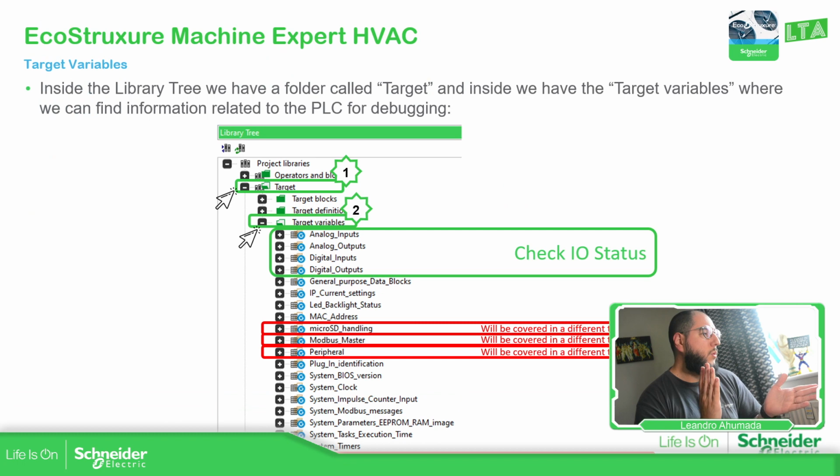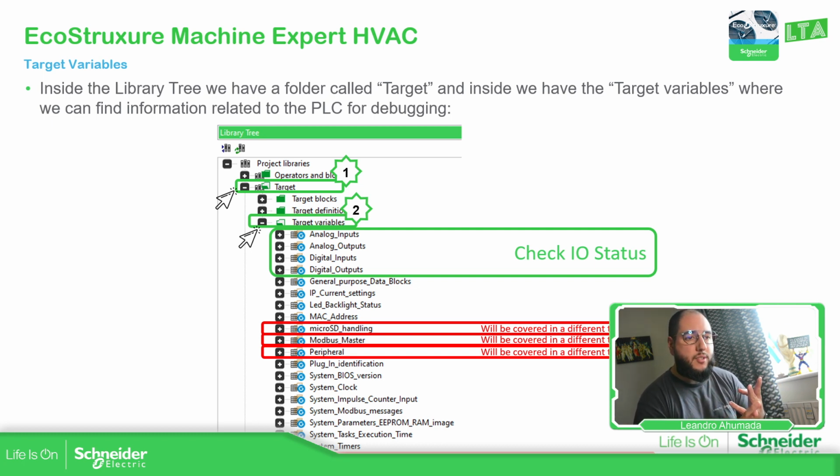So in the library tree, in version 1.4 and the previous versions we had the operators and blocks, and now we have in the library tree this target folder. Inside the target we have target blocks, target definition, and target variables. Basically, target blocks are functions from the system that we can use, and target definitions are the structural enums that we have for the system.